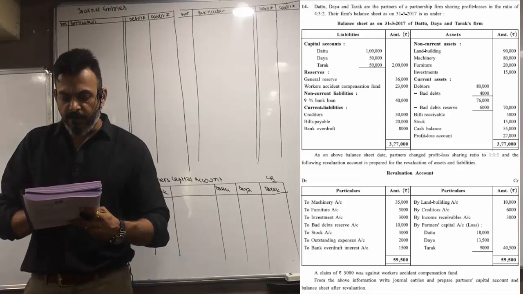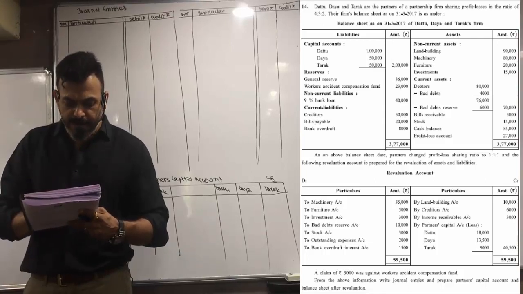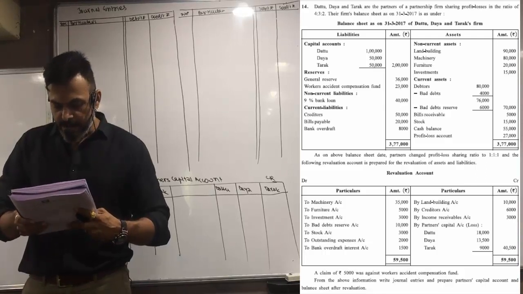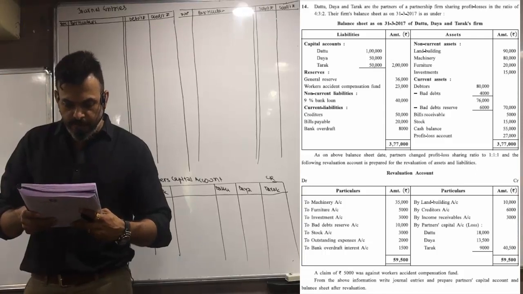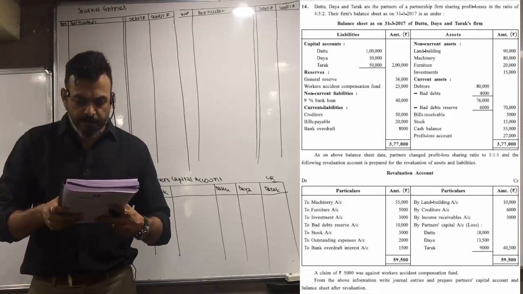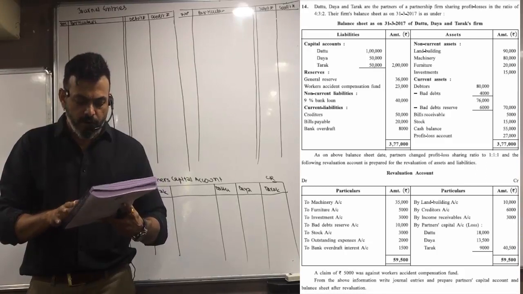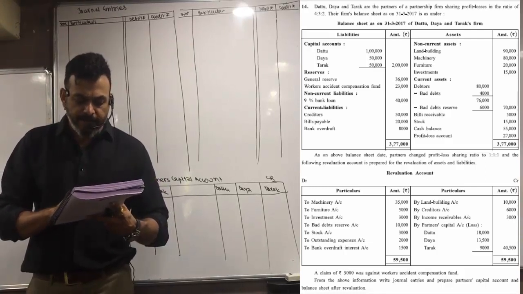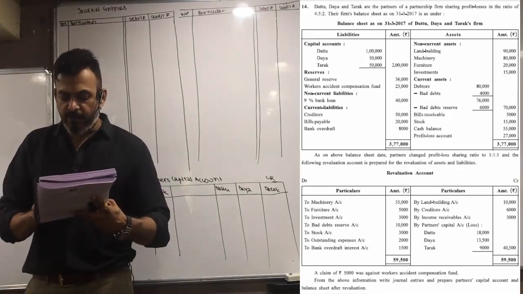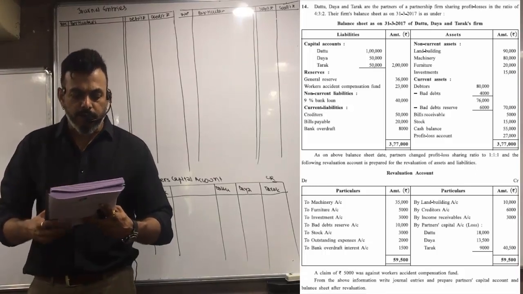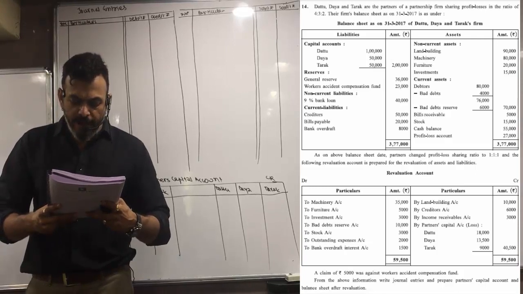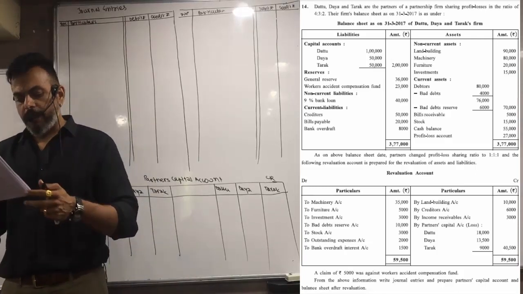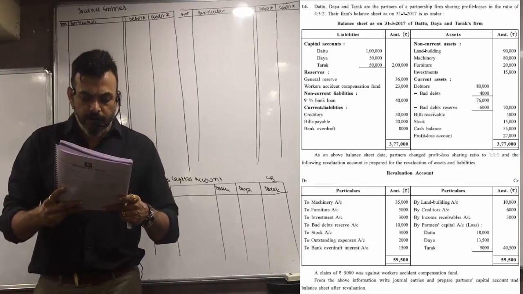Outstanding expense we have to record separately. Bank overdraft interest we have to record separately. Land and building, creditors, income receivable, separately. Partners' capital account loss. In this we are having loss. Now a claim of 5,000 was against worker accident compensation fund. So take worker accident compensation fund from the above info. Write journal entries and prepare partners' capital account and balance sheet after revaluation.